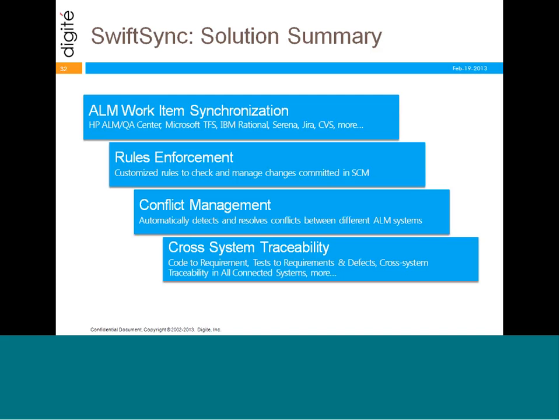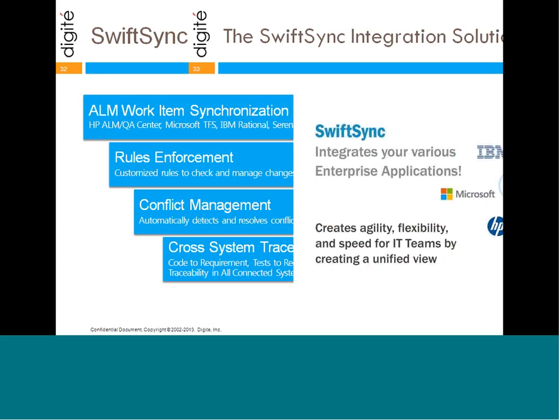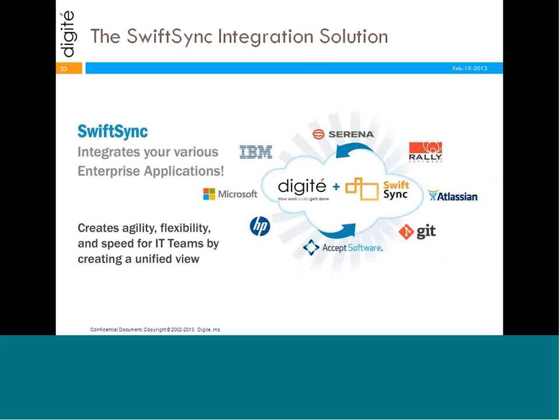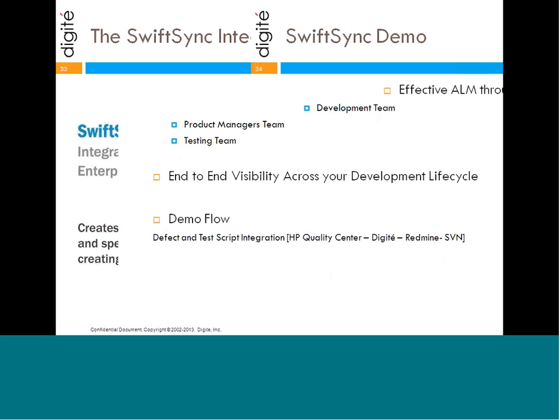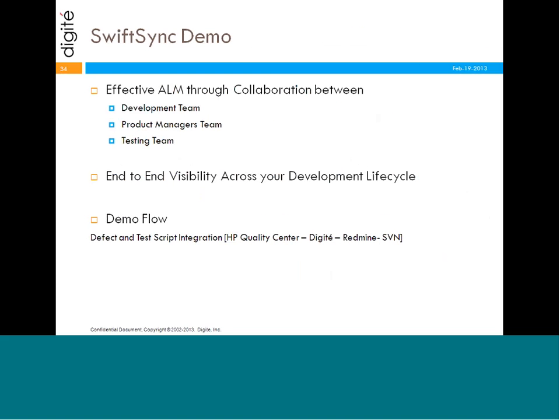And finally, it provides for cross-system traceability, so from code to requirements, from test to requirements and defects, cross-system traceability across all connected systems, which is key to really being able to do delivery of quality products, as well as, of course, providing for full impact analysis when there is a change that the customer asks for. Just a quick graphic here that tells you that it integrates various enterprise applications, and creates agility and flexibility and speed for the IT teams by creating a single unified view, a single source of truth, as we mentioned earlier. So with that, let's take a quick look at this demo.